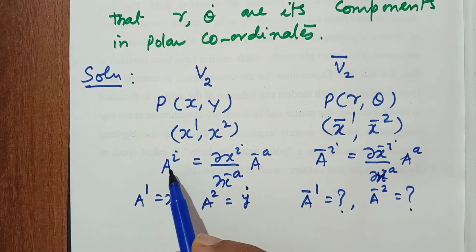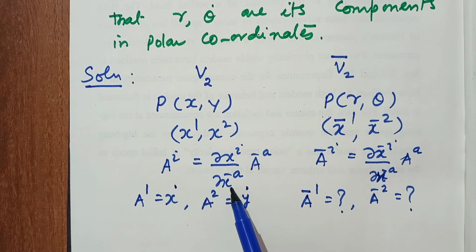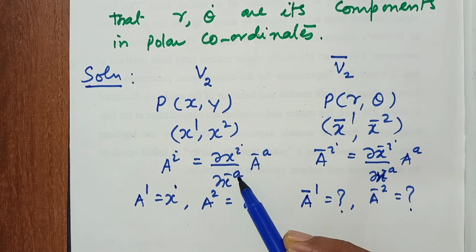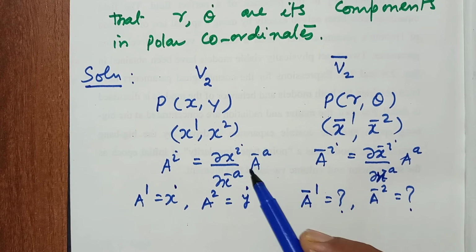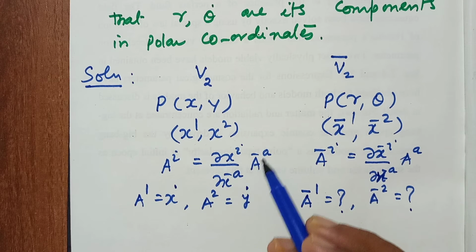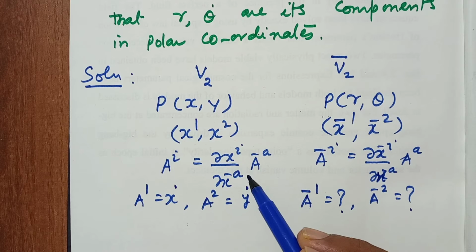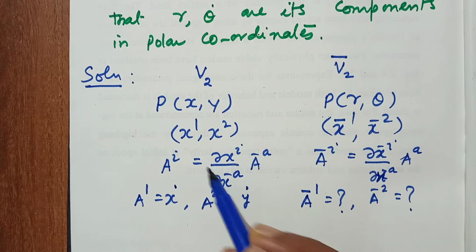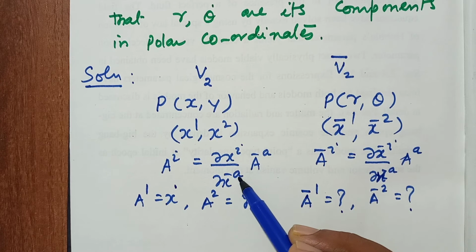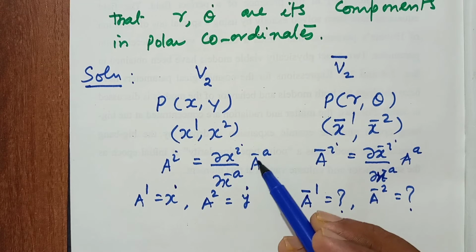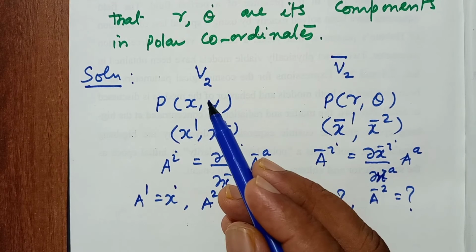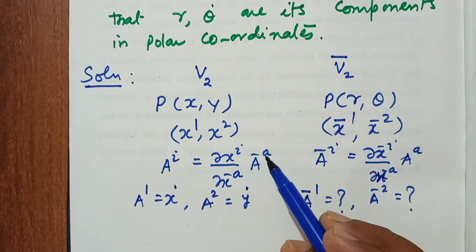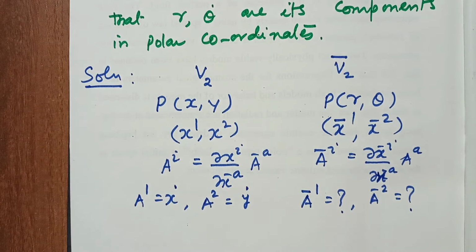Here the definition is A^i equals del x^i upon del x bar a, A bar a. This a is a dummy index, meaning a repeated index in any expression is called a dummy index. As we know, when any index is repeated we use Einstein's summation convention, so we take the sigma sign, and this dummy index runs from 1 to n. But here the given dimension Vn is nothing but V2, so the dimension is 2, and a runs from 1 to 2.